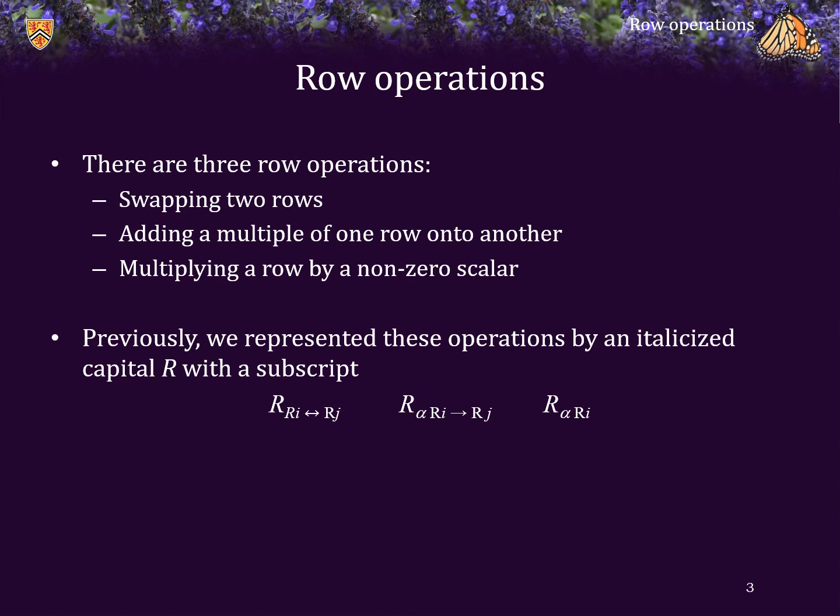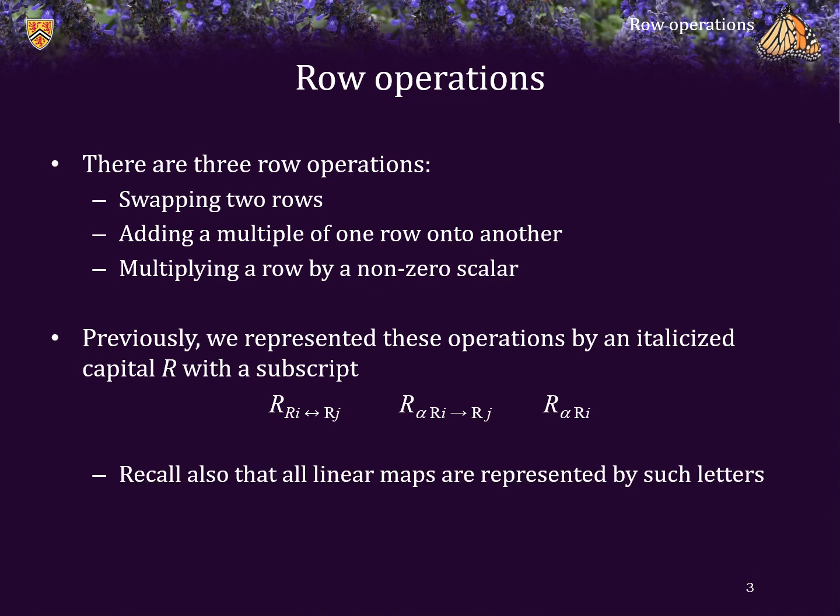Now previously, we represented these operations by an italicized capital R with an appropriate subscript. There was a very good reason for doing this. Recall that all linear maps are represented by such italicized capital letters. Consequently, this was meant to foreshadow the fact that we can actually represent each of these row operations by a linear operator, that is, an M by M matrix.